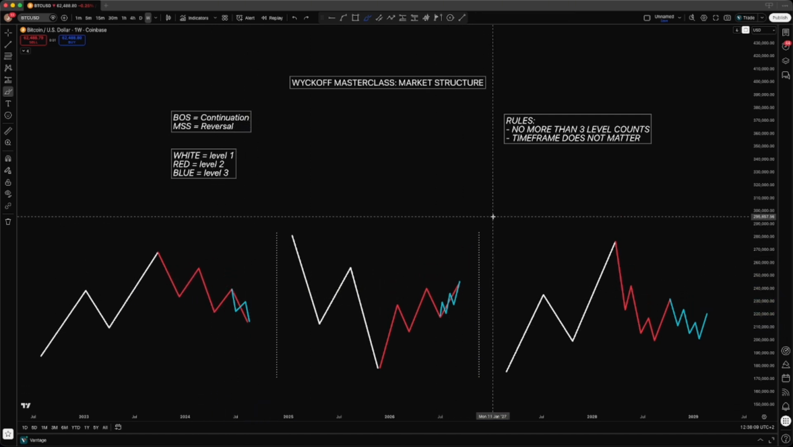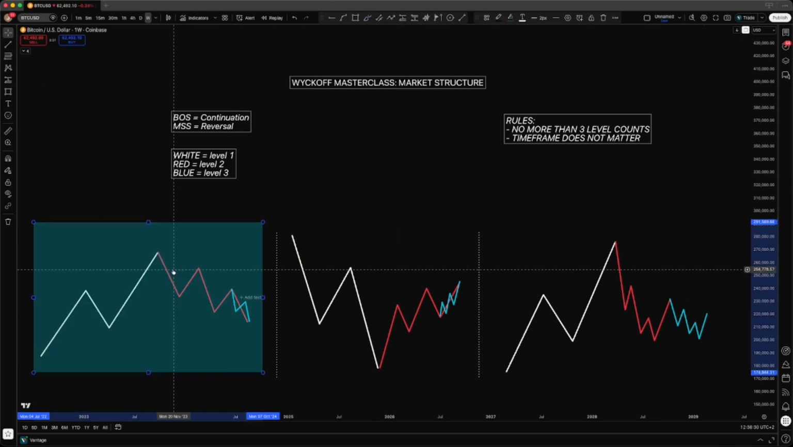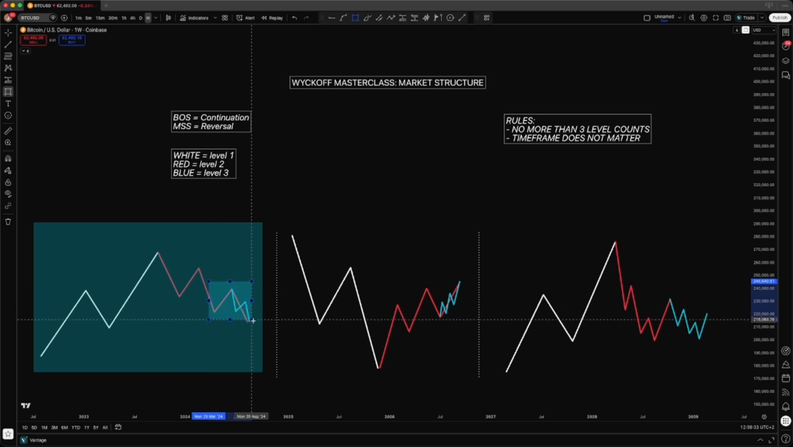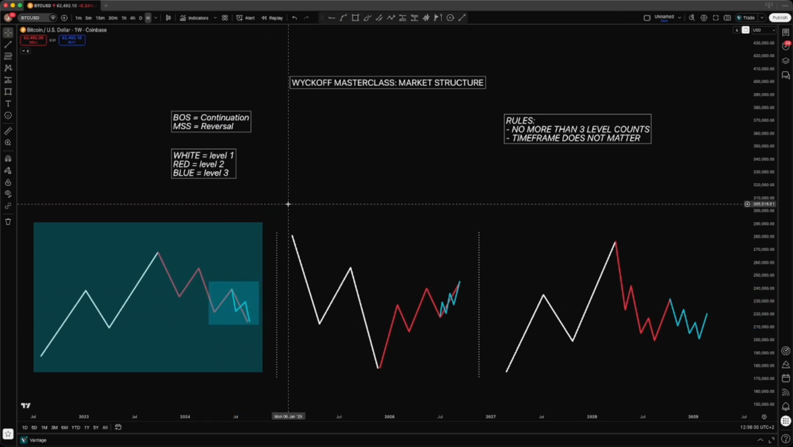And also we have 2 rules, and that is we cannot count more than 3 levels. We could count to like 1000, but it doesn't matter. We only need 3. And also the time frame does not matter. So if this is a monthly time frame to start with, we can also zoom in on the daily time frame to find our level 3. We only need proper market structure. So if the market structure on level 3 is not there on the monthly, we can go a time frame lower if we have proper market structure for our level 3.